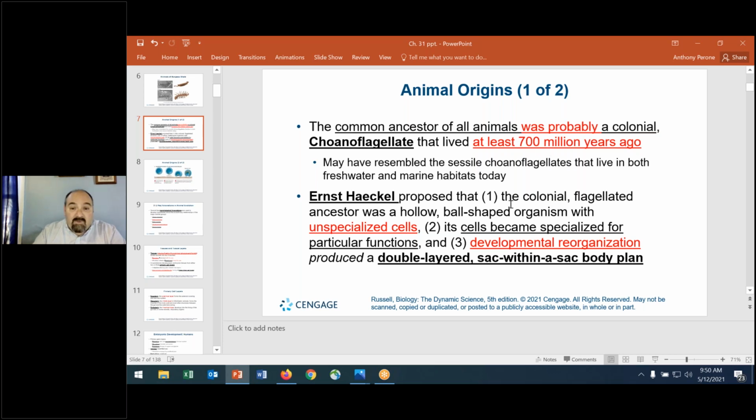Ernst Haeckel proposed these 3 propositions regarding the common ancestor. 1, the colonial flagellated ancestor was a hollow, ball-shaped organism with unspecialized cells. 2, the cells became specialized for particular functions. 3, the specialization related to these functions also developed a reorganization, producing layers, a sac within a sac type body plan. We're going to see the germ layers as far as animal structure is concerned.